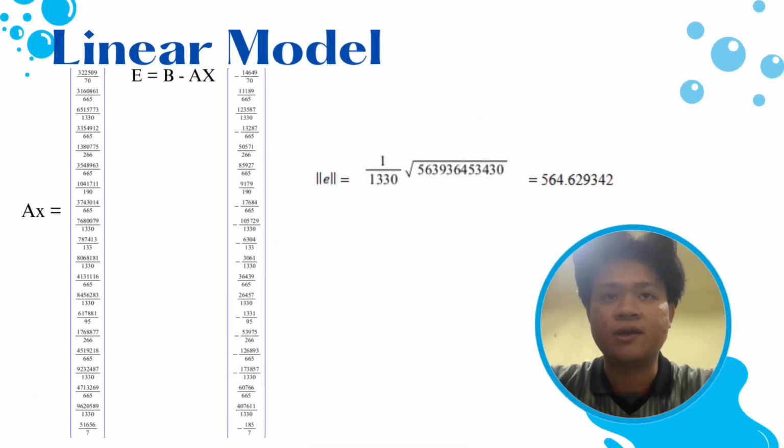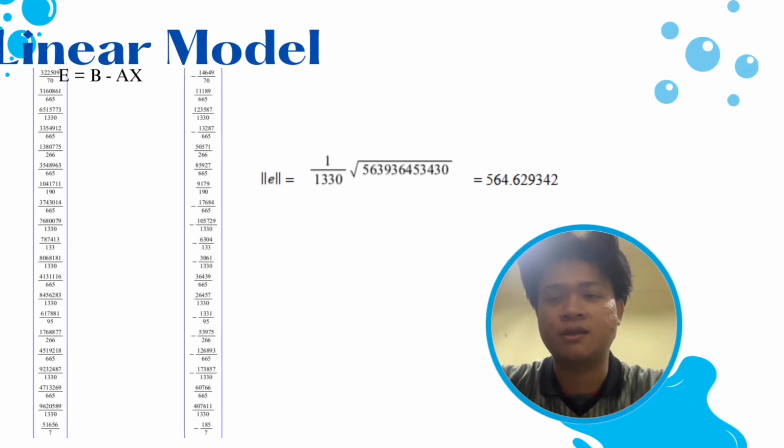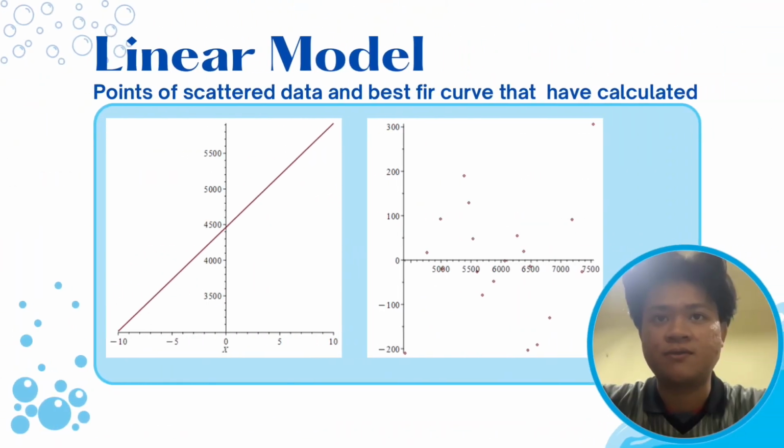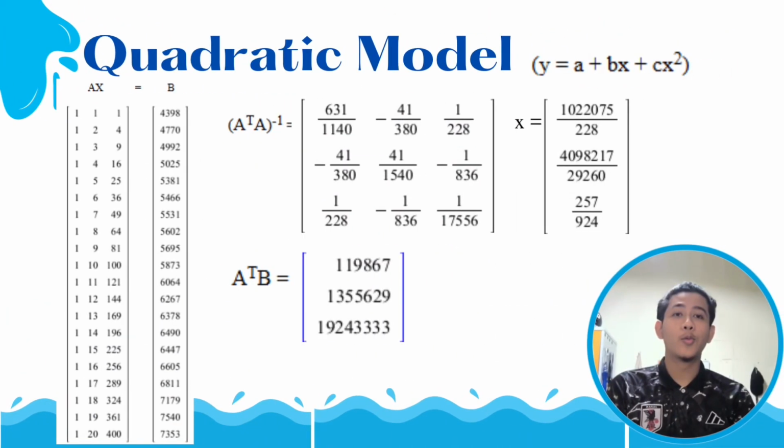Now, to find the error vector, we need to use the equation E equals B minus AX, and the result is shown in the slide. We can continue to find the error magnitude by using the formula, and the answer is 564.629342. This is the graph of the best fit curve against each observed data and the graph of the error vector against X values. Now, we move on to the quadratic model of the data.